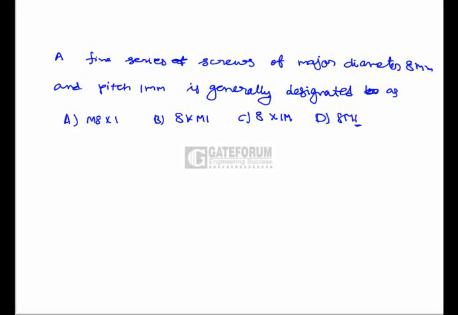Fine series screws of major diameter 8 mm and pitch 1 mm is generally designated as... So here it is a general designation system which can be represented by M with a numerical number, into some numerical number. The numerical number along with the M gives the major diameter and the other numerical number gives the pitch of the screw. So here the correct option is A, M8 by 1. Here 8 gives the major diameter of the screw and 1 gives the pitch of the screw.